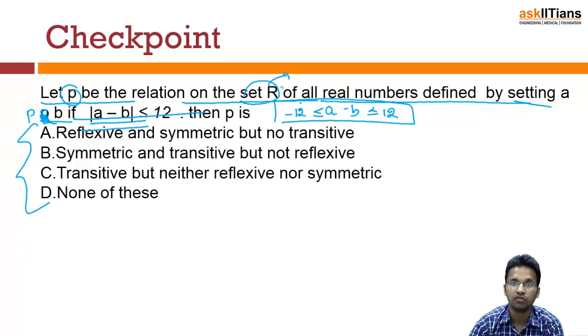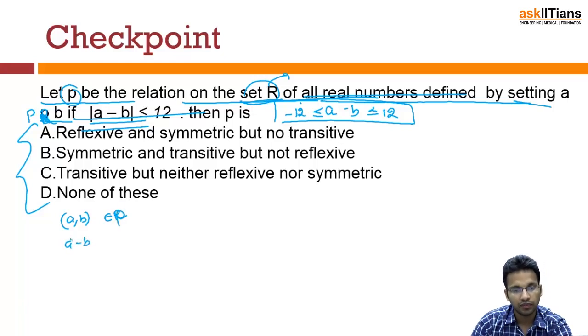Now this is the most common question you might see in the JEE. Something of this kind, on the set R. And again I would repeat, not for JEE Advanced, only for JEE Mains. Set R of all real numbers, so A and B are all real numbers. Now you have to decide whether it will be true always or not. So if I am saying (A, B) belongs to R, or P in this case, what does it mean? It means |A minus B| is less than 12.